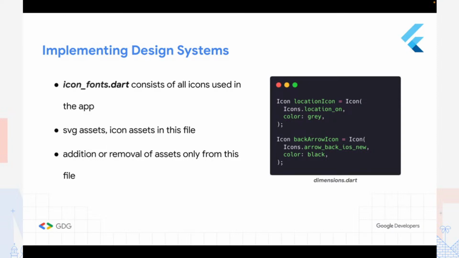So if you want to add another icon, you have to come to icon_fonts.dart and then add this icon and then later on use it. Same goes for removal. If you want to remove some icon, come back to this file only and then remove it from here. Same applies for modification also. If you want to change the color of back arrow icon, you don't have to do it in all the pages where you have used back arrow icon. Just come to this page, change the color from black to, let's say, white. We also have a white constant color, and changes will be automatically applied.